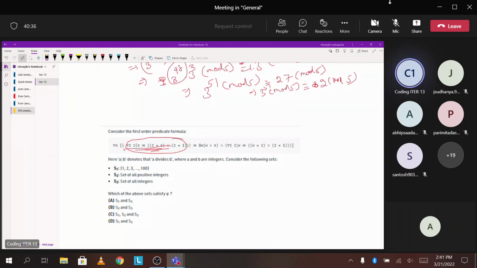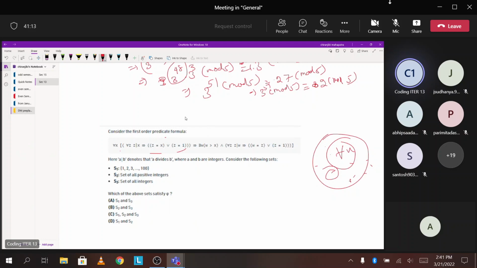Okay, ठीक है, just try to think about this one. So here it is given that for all x, हमारा सेट में for all x जितने भी एलिमेंट्स हैं, ठीक है, there exists a z such that z equals to x or z equals to 1. Okay, so what does it mean?